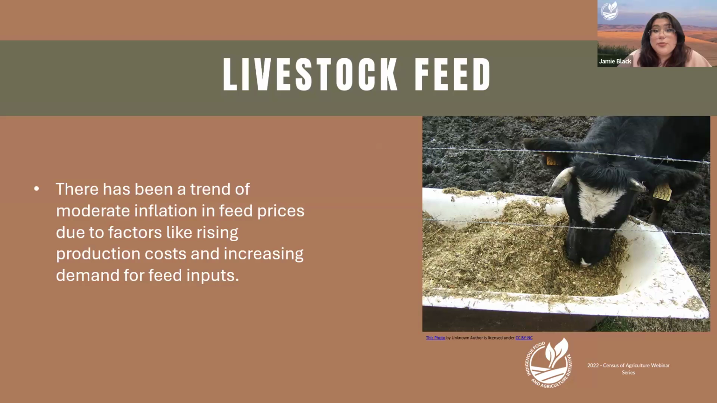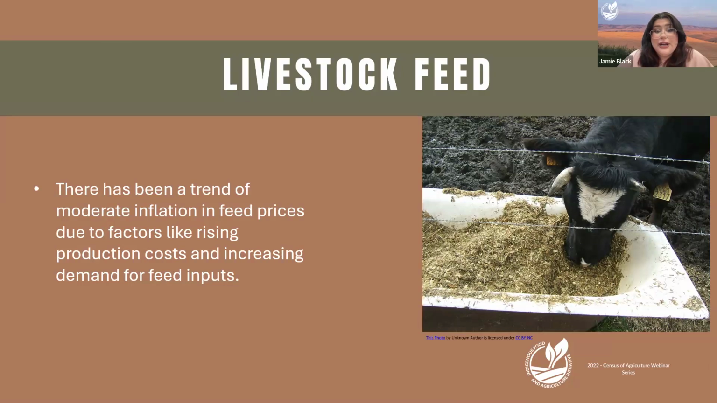So another huge part that goes into this is you got to feed your livestock. Inflation prices for livestock feed can be influenced by factors such as grain prices, transportation costs, and weather conditions, because they can affect the crop yields. But overall, there's been some volatility in grain prices over the years due to, again, weather events, changes in demand, both domestically and internationally, and then also policy decisions that will affect agriculture markets.